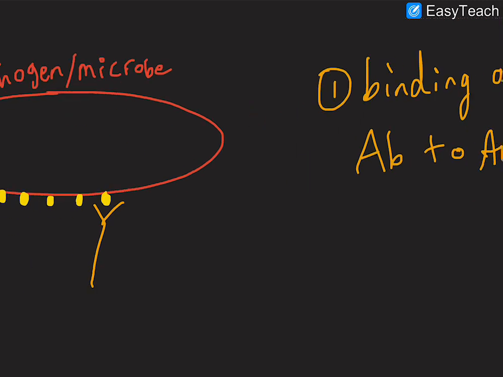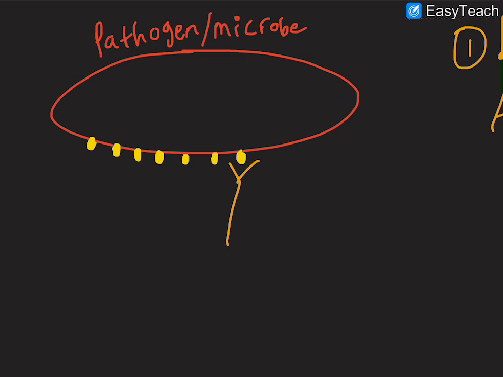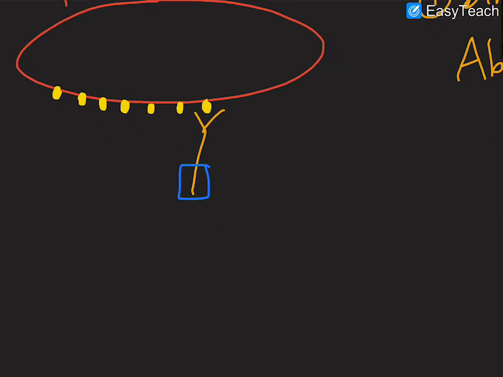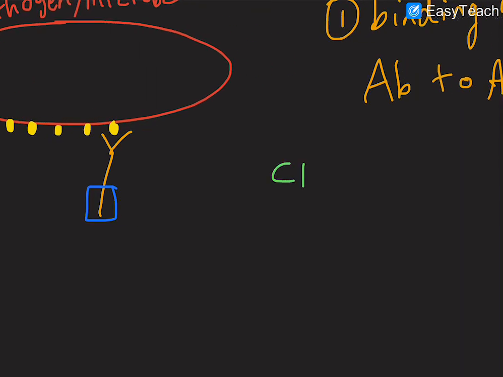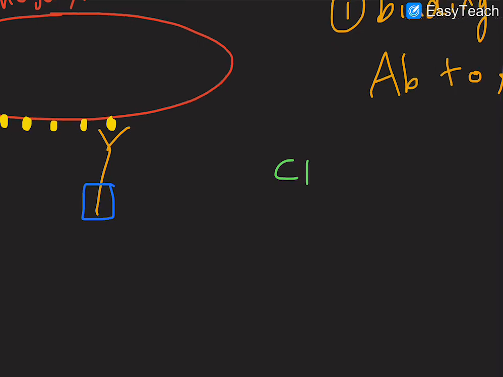Once that happens, for the next step, remember the Fc part of the antibody, which we're going to denote right here. That's important because the next thing that happens is the introduction of complement proteins, the first being C1. C1 has three different parts: C1q, C1r, and C1s. C1q will be the one to bind to the Fc portion of the IgG or IgM, whichever antibody we're talking about.